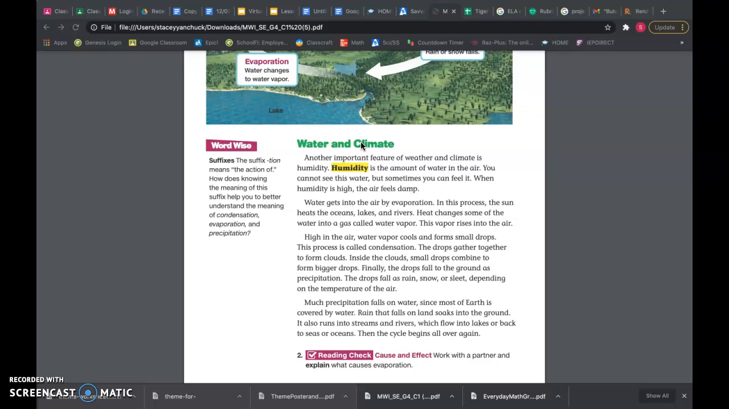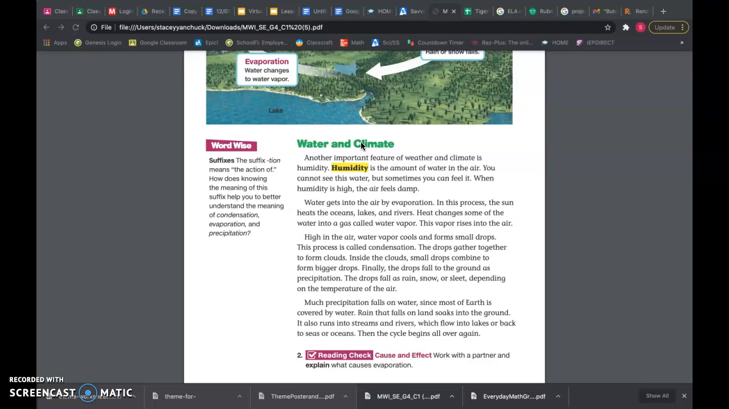This vapor rises into the air. High in the air, water vapor cools and forms small droplets. This process is called condensation. The droplets gather together to form clouds. Inside the clouds, small drops combine to form bigger drops. Finally, the drops fall to the ground as precipitation. The drops fall as rain, snow, or sleet, depending on the temperature of the air.